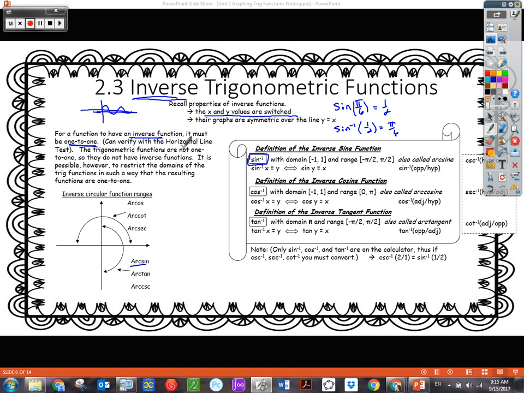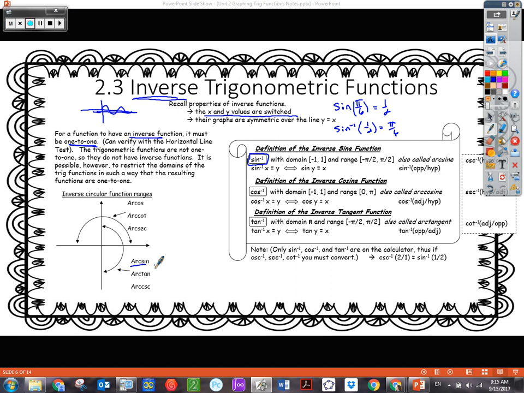So what we do in a case like that is we restrict them so that if I draw a horizontal line, I won't go through multiple parts of it. I'll just go through a piece. Somebody a long time ago decided where we were going to restrict arc cosine, arc cotangent, arc secant, arc sine, arc tangent, arc cosecant. It's not for us to decide.